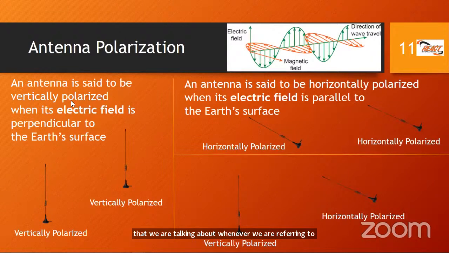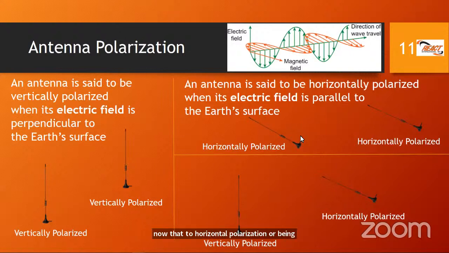So this first point that you have here is that an antenna is said to be vertically polarized when its electric field is perpendicular. This is perpendicular to the Earth's surface. Parallel is this way. Perpendicular is this way, right? So don't let the terms tie you up too much. But it's vertically polarized, and this is how it looks. So let's compare and contrast that now to horizontal polarization, or being horizontally polarized.